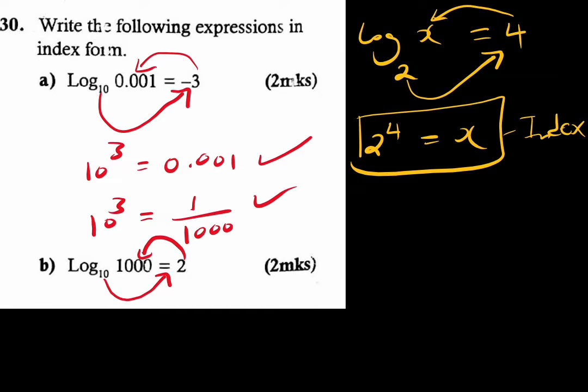So he's going to write 10 raised to 2 is equal to 1,000. Is it really 1,000? It's supposed to be 100. So here it is an error. Here we have supposed to be 100, not 1,000. I guess this question had a problem. So 10 raised to 2 is equal to 100, not 1,000. This is how we can write the questions from logarithm to index notation.